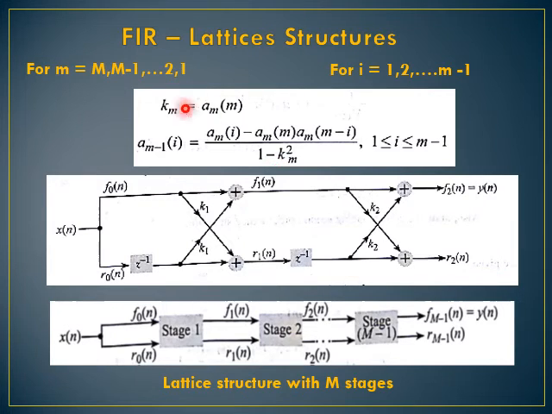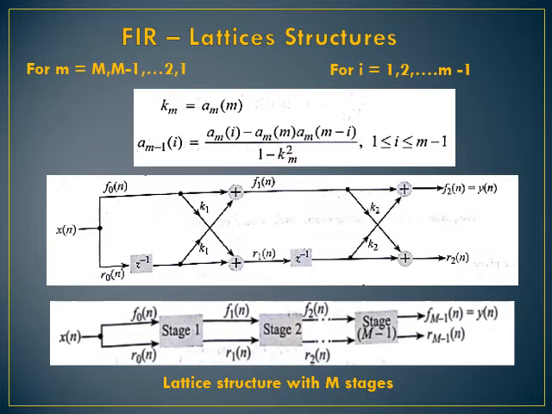So here we have a few formulas, that is Km is equal to Am of M. In order to calculate the value of M, it is M is equal to capital M, M minus 1 till 2 and 1. And here it is Am minus 1 of I. In order to calculate the value of I, it's I is equal to 1, 2 till M minus 1. And accordingly we have to draw the structure. So this will be the structure for the first stage from this point to this point. Again there's a second stage from here to here.